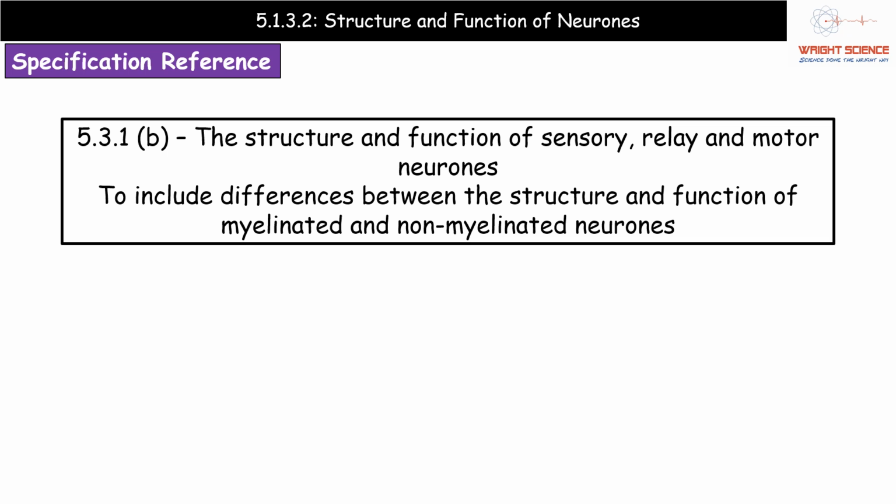Hi everyone, and welcome to our video, part of our Module 5 series, neuronal communication. What we're going to be doing here is having a look at the structure and function of neurons. The particular specification reference that we're looking at is 5.3.1b, the structure and function of sensory, relay and motor neurons.